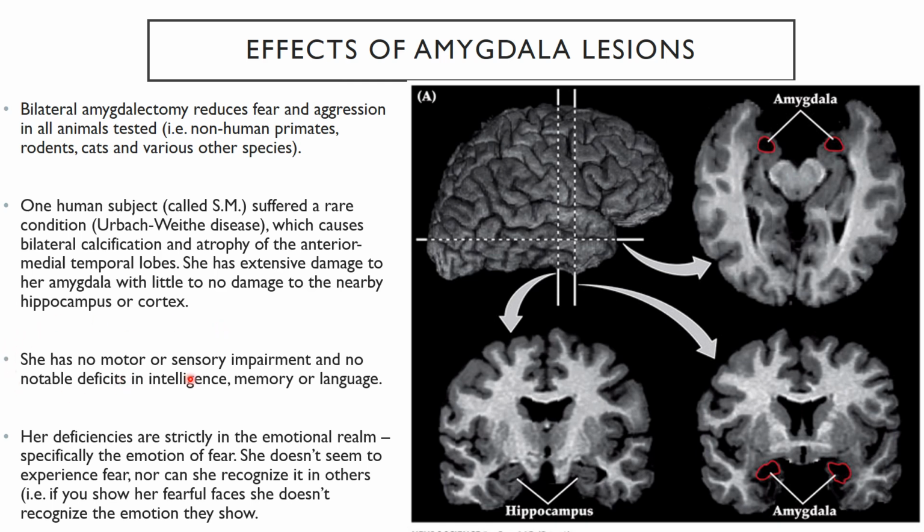She had no motor or sensory impairment and no notable deficits in intelligence, memory, or language. Her deficiencies were strictly within the emotional realm, specifically the emotion of fear. She doesn't seem to recognize or to experience fear, nor can she recognize it in others. So if you showed her fearful faces, she doesn't recognize the emotion that they show. So the overall perception of seeing fear in other people apparently is also dependent upon the amygdala.